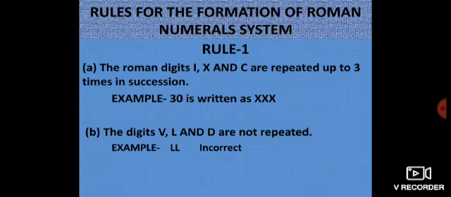Let's move on to the rules for writing the Roman numerals. Rule number 1. The Roman numbers I, X and C can be repeated up to 3 times, not more than that. For example, we can write 30 as XXX. The digits V, L and D cannot be repeated. We cannot write LL. It is incorrect.